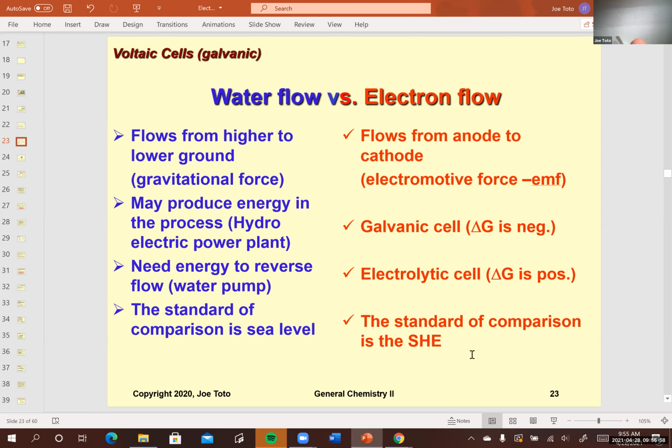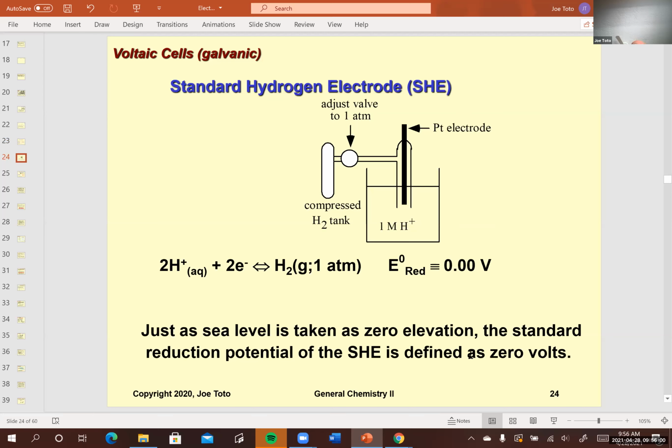And so research groups around the world have built these standard hydrogen electrodes, and they connect these to all the other half cells and find the relative voltage potential between the two. All right, so here's the setup for the standard hydrogen electrode.